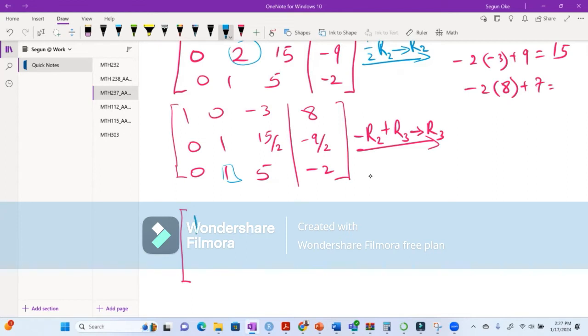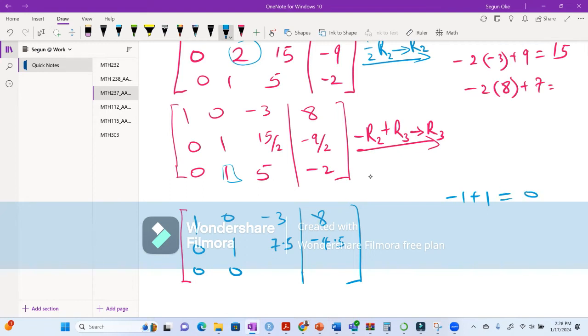1, 0, minus 3 into 8. You write it the way it is. So we have 0, 1. I can divide this one by calling it 7.5. This one will be negative 4.5. It allows. So negative R2, meaning minus 1 plus 1, 0, 0. That's a new R3. Then the next thing is negative R2, which is minus 7.5 plus 5. It will give me negative 2.5.